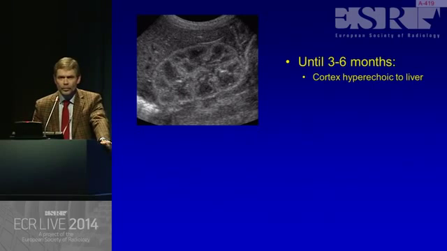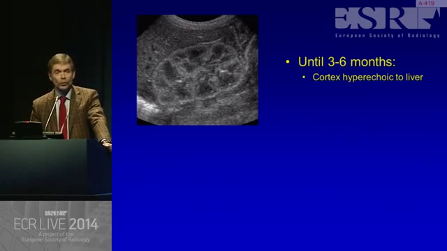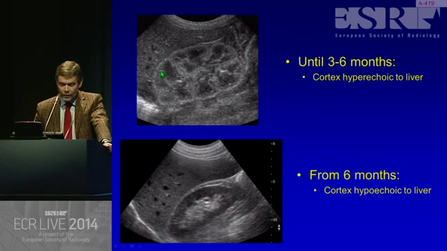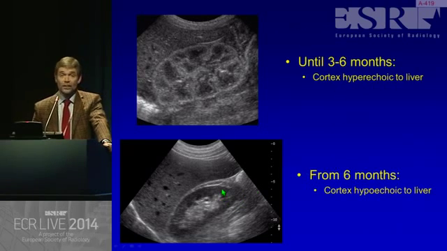Another thing you should realize once performing ultrasonography in children, that it's completely normal that the cortex is hyperechoic to the liver in this age, 3 to 6 months. After that, it should be, as in adults, always more dark, hypoechoic to the liver, unless there is, of course, liver disease. But this is completely normal in young children.